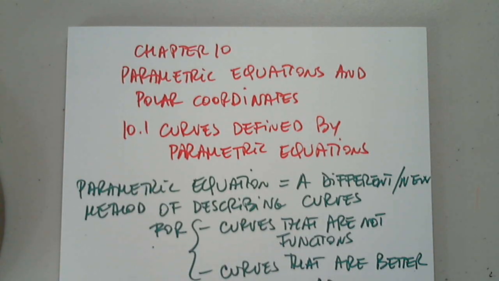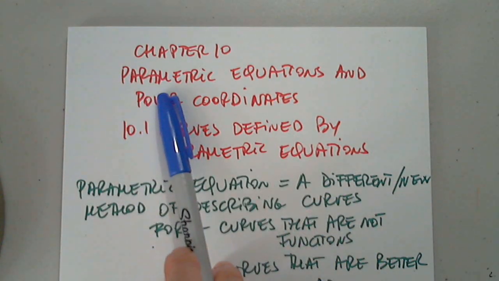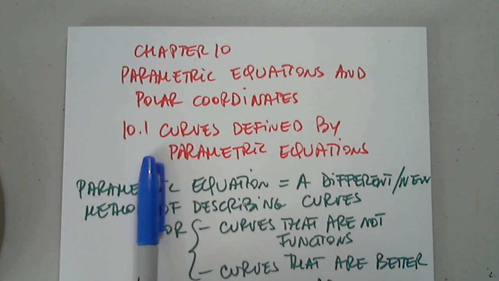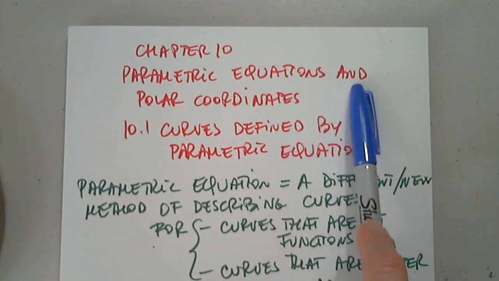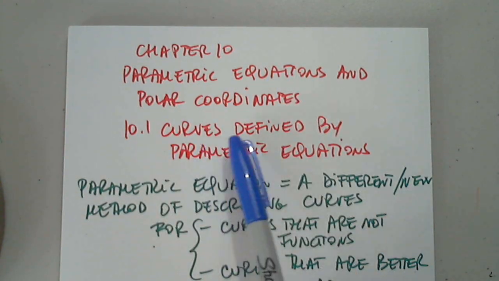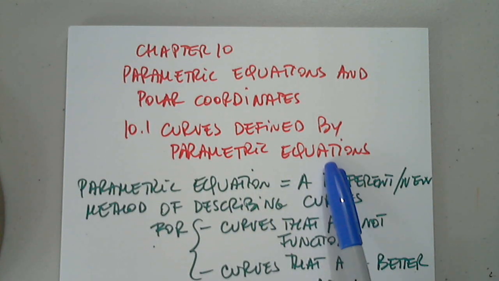Hello again. We are starting chapter 10. We only look at sections 10.1 through 10.4 here: parametric equations and polar coordinates. We're going to start with parametric equations, curves defined by parametric equations.